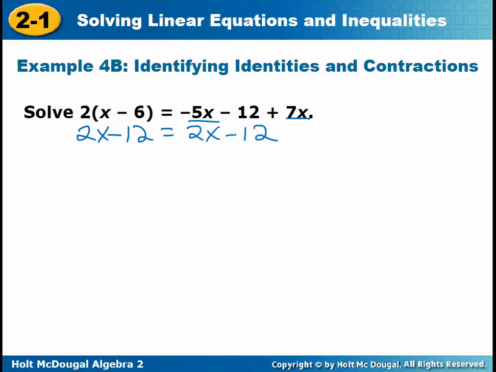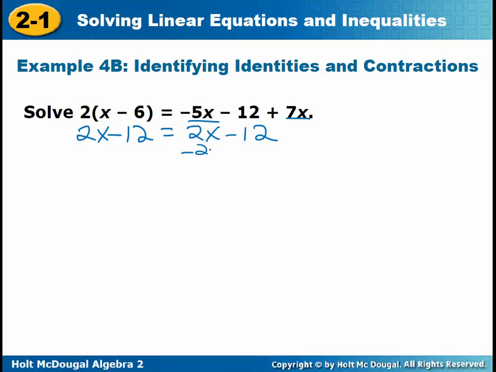Now right here, some people would stop and say, wait, 2x minus 12 equals 2x minus 12. I have the exact same thing on both sides. If you recognize it right there, you can stop. These are the exact same thing on both sides, so this answer is going to be all real numbers. But a lot of people won't see it yet.